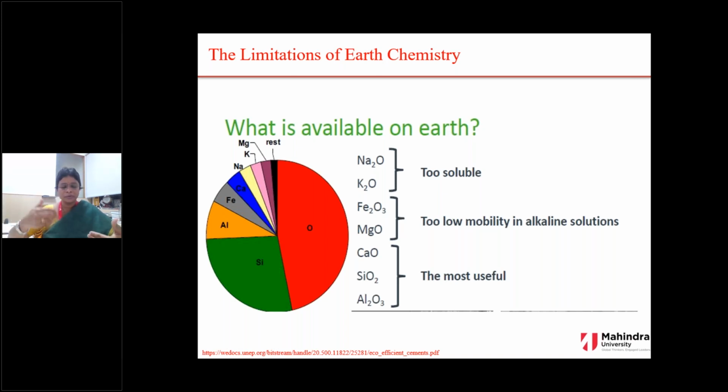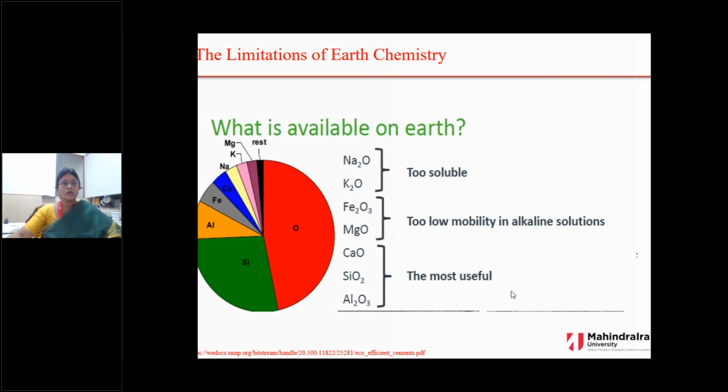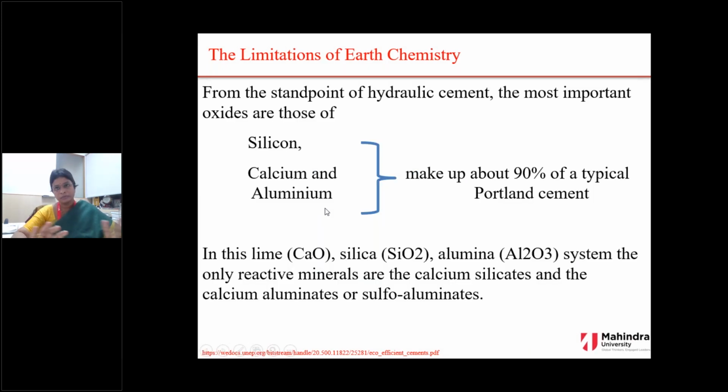Only the elements which contribute to the strength are calcium, silicon and aluminum, which are the most useful ones. We all know that these make up 90% of a typical cement. And in the calcium oxide, silica oxide, aluminum oxide system, the only reactive materials are the calcium silicates or the calcium aluminates. So this is the concrete. That's the reason it is the most used one.